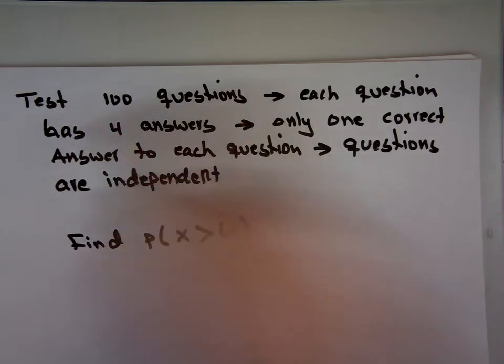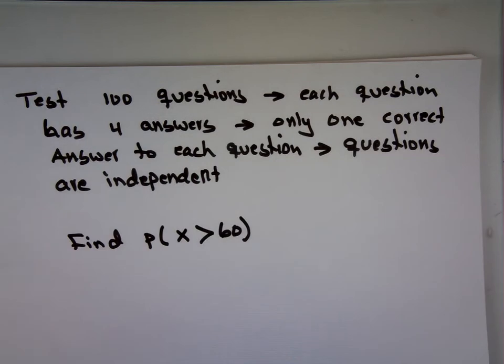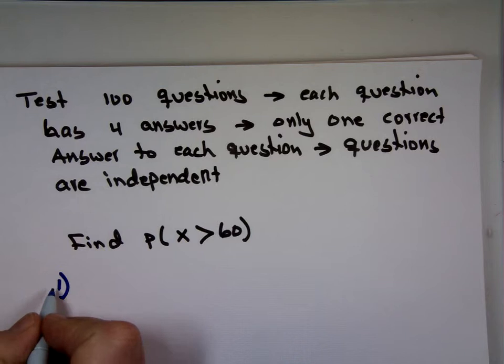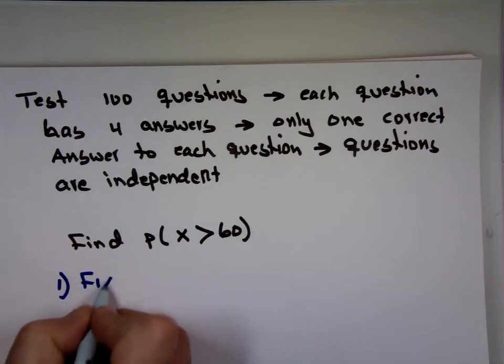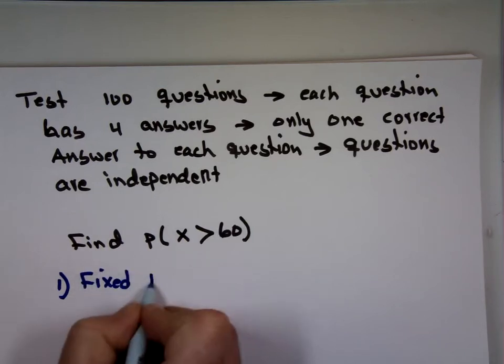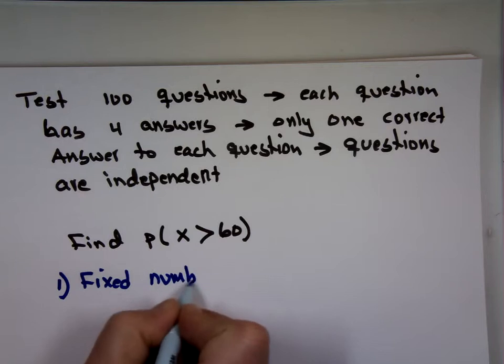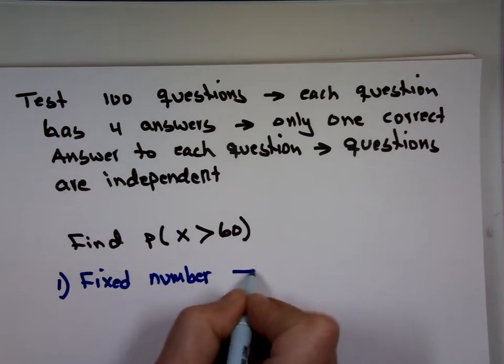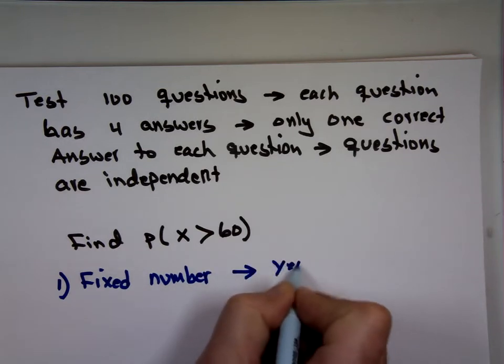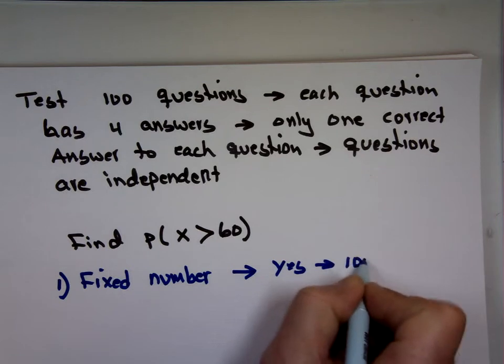Well, I got a lot of things on the top here. Let's see. What test has 100 questions? That's the first condition for binomial. Do you have a fixed number of questions? In this example, yes. What's the fixed number? That's 100. That's your n.